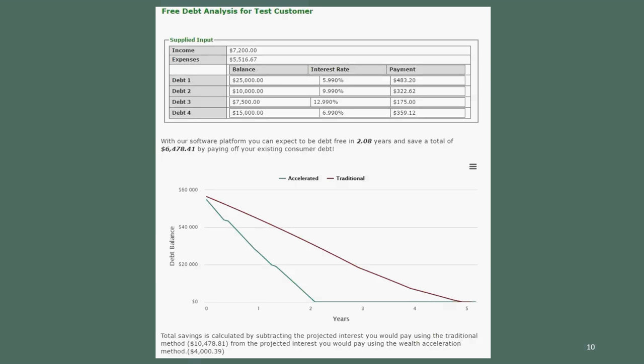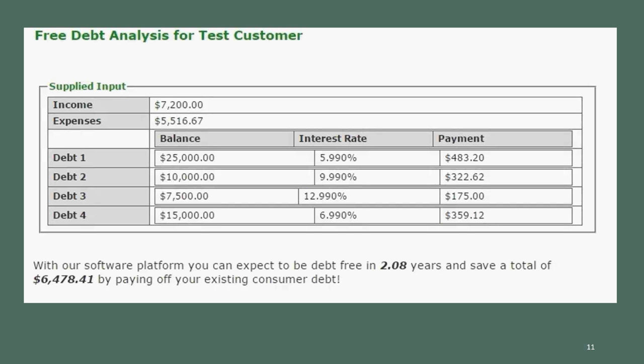So here we have an interesting situation. Let's look at the effect. We have a nice graph. We have the red traditional saying that they would be paying off that loan in roughly 5 years. Let's look at it again. So here we are. We're showing those 4 debts. We're showing that they have $7,200 coming in as income, and we're also showing the expenses. And our software platform would expect Mr. and Mrs. Test Customer to be debt-free within 2.08 years.